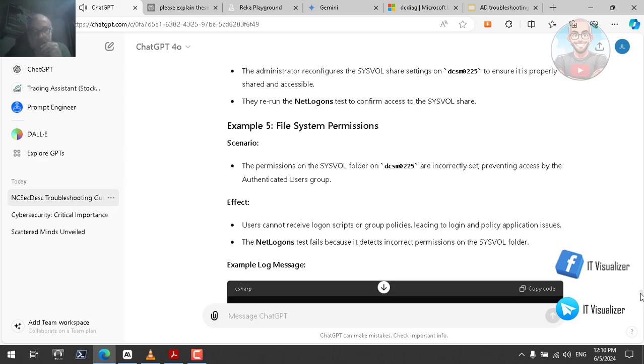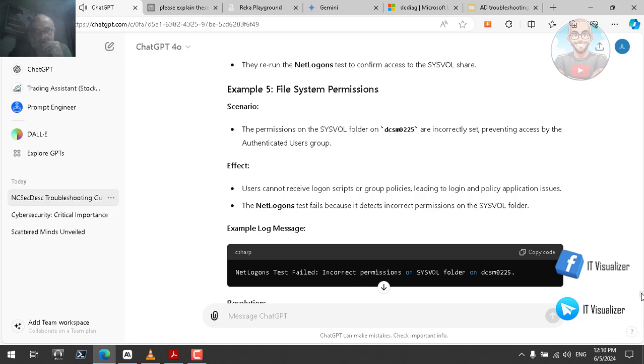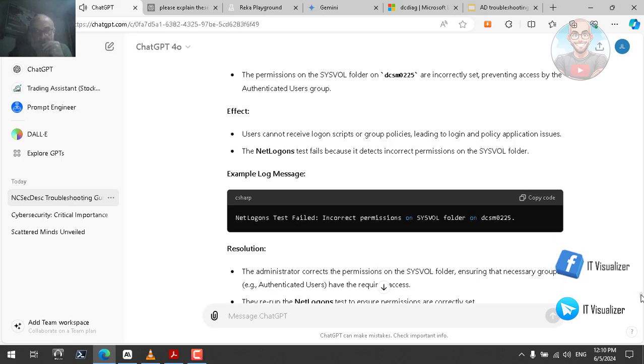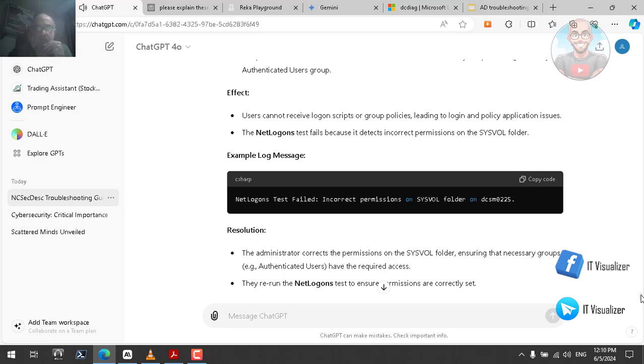Hard example 5: File system permissions. The permissions on the Sysvol folder on DCSM0225 are incorrectly set, preventing access by the authenticated users group. Effect: users cannot receive logon scripts or group policies, leading to login and policy application issues. The Netlogon test fails because it detects incorrect permissions on the Sysvol folder. Example log message: Netlogon test failed. Incorrect permissions on Sysvol folder on DCSM0225.